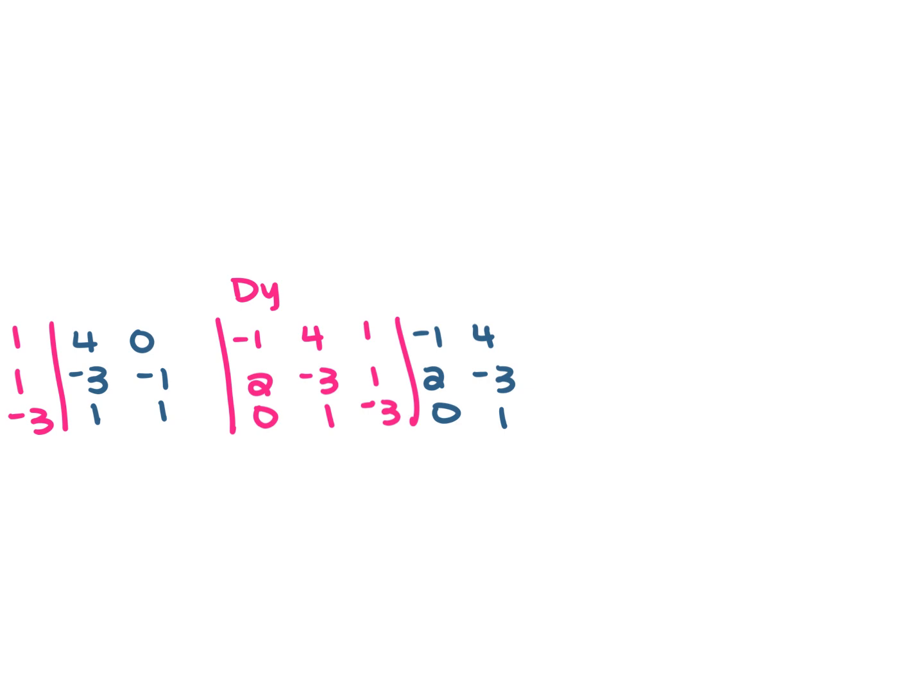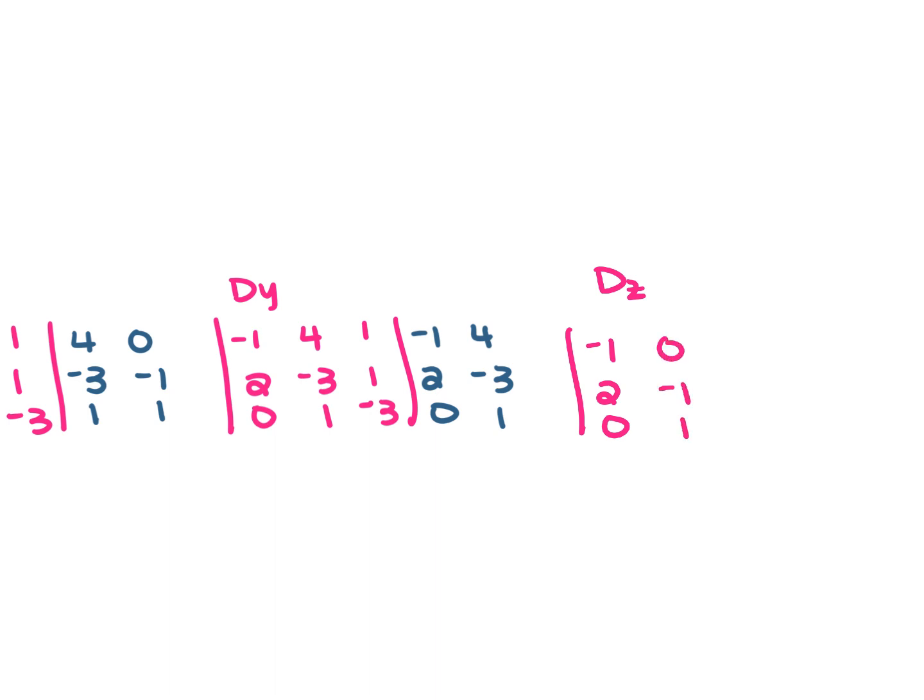I don't have, do I? Yeah, I do. All right, so d sub z, we're going to have the first column, negative 1, 2, 0. Second column is going to be 0, negative 1, 1. Third column changes to be your answers of 4, negative 3, 1. And then you rewrite the first 2 columns. So negative 1, 2, 0, and 0, negative 1, 1.